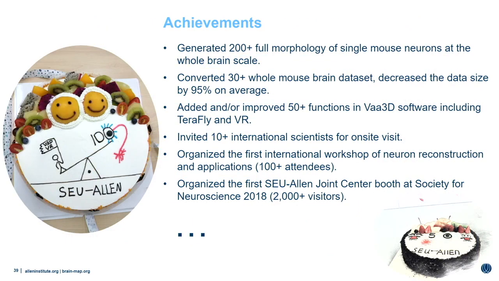So here are some numbers about our achievements so far. We have already generated more than 200 full morphologies of single mouse neurons at the whole mouse brain level. We continue to develop our algorithm tools and technology to really speed up the annotation process in each step.